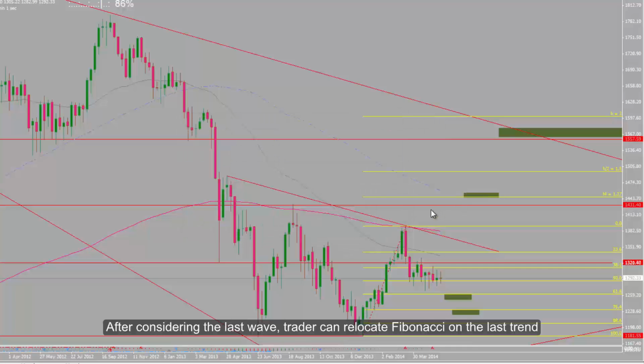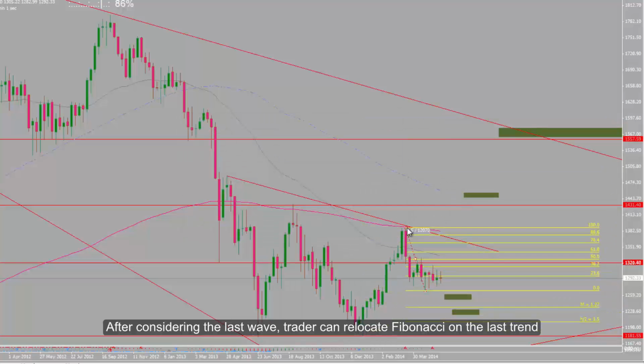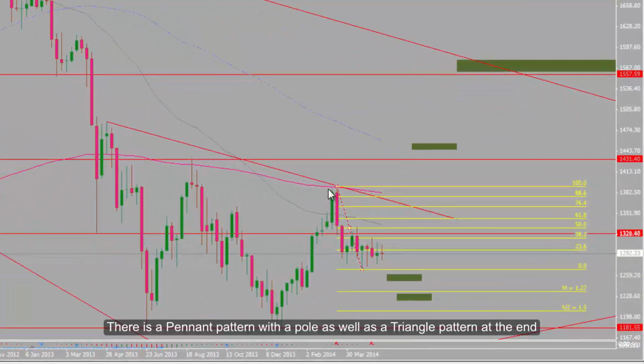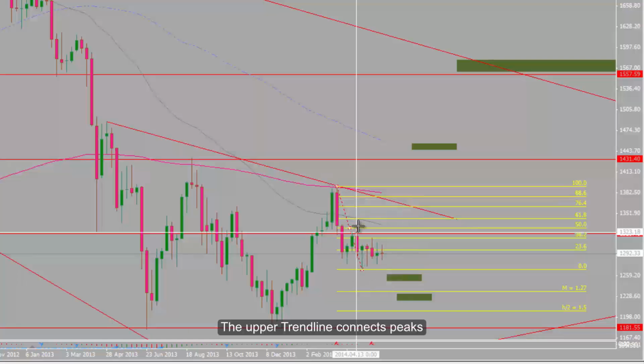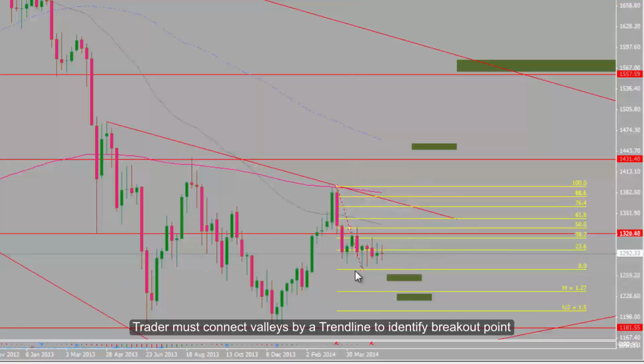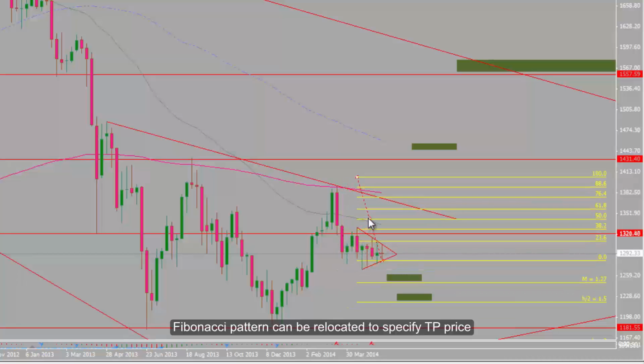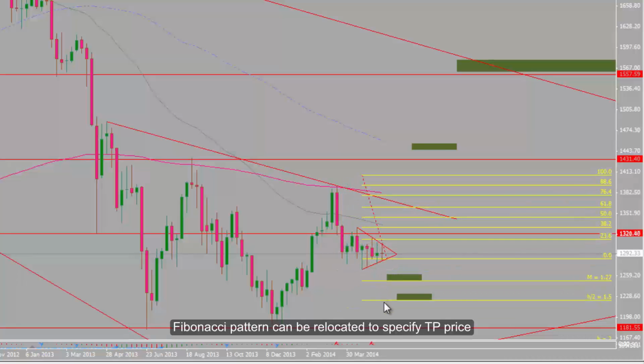After considering the last wave, a trader can relocate Fibonacci on the last trend. There is a pennant pattern with a pole as well as a triangle pattern at the end. The upper trend line connects peaks. A trader must connect valleys by a trend line to identify the breakout point. A Fibonacci pattern can be relocated to specify the TP price.